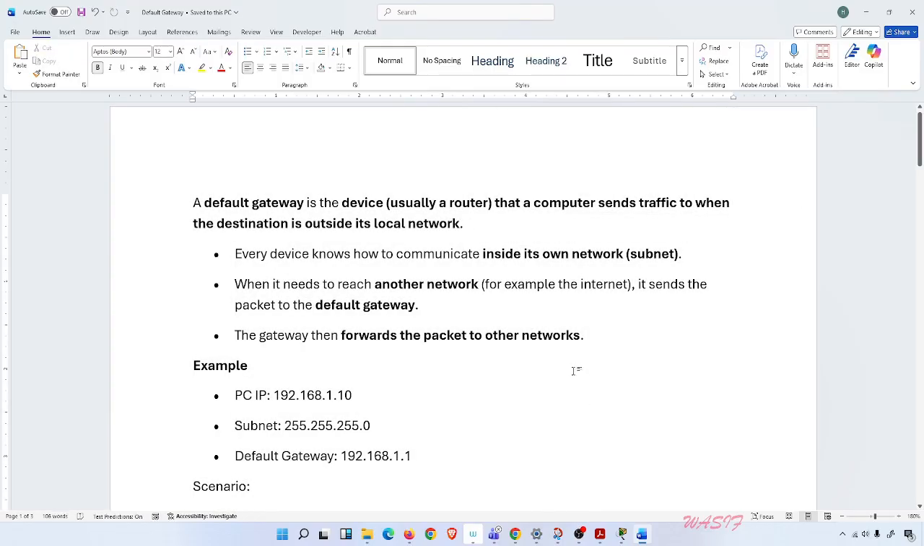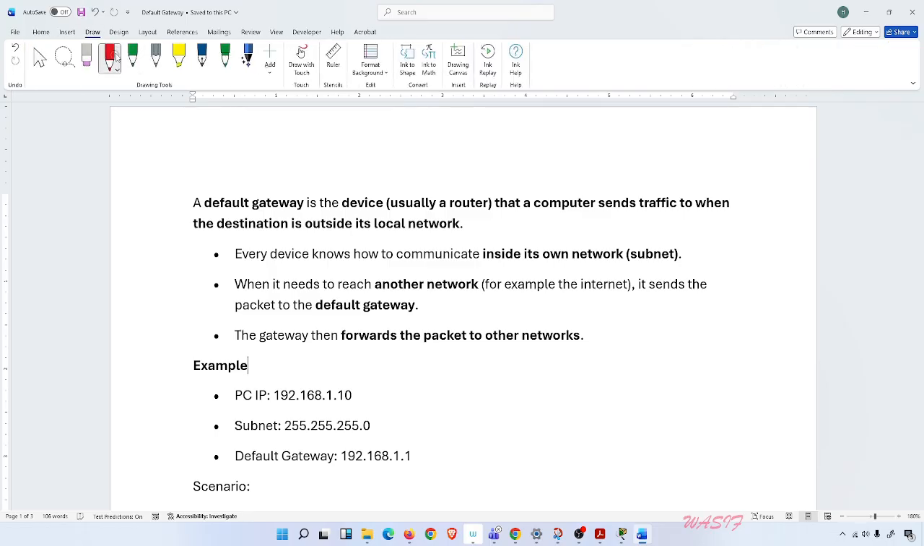Okay, so default gateway. What is a default gateway? First of all, let us look at here. A default gateway is a device. Of course, it's a device which is usually a router. Now, it can be a server or it can be a switch as well.